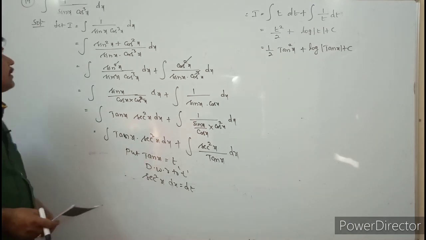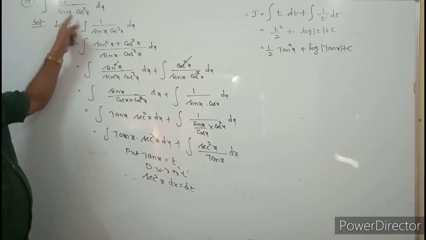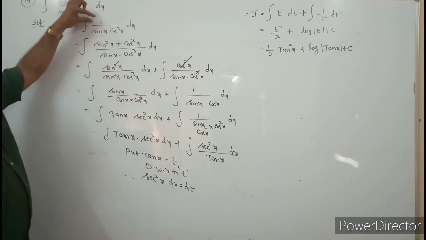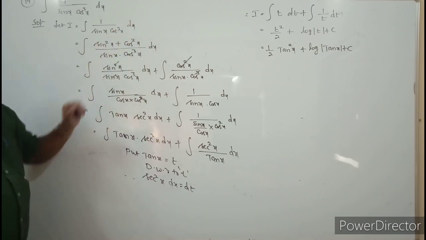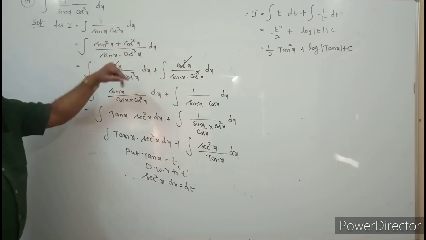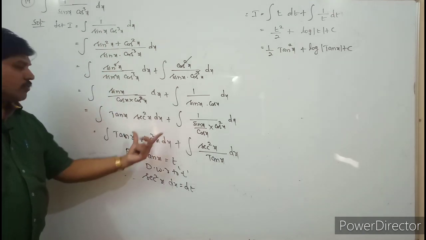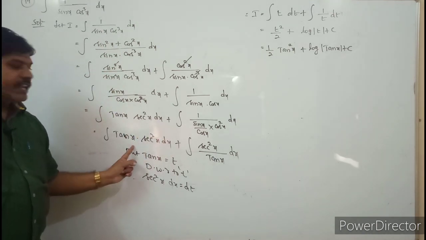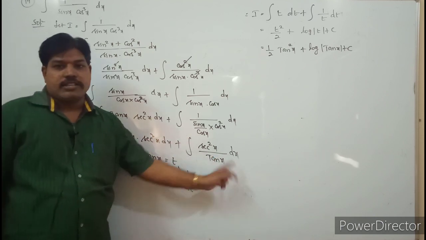See the students once again. Integral of 1 by sin x into cos cube x. This 1 I write as sin square x plus cos square x. Separate the terms and cancel the values. You will get this form: integral of tan x into secant square x into dx plus integral of secant square x by tan x into dx.